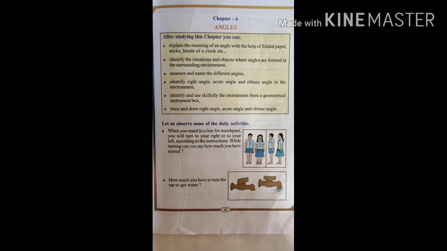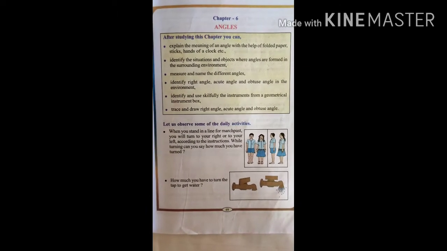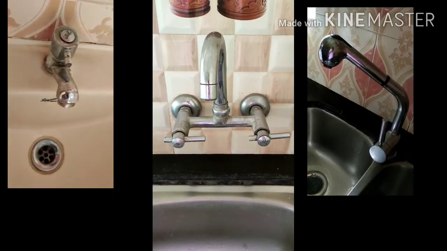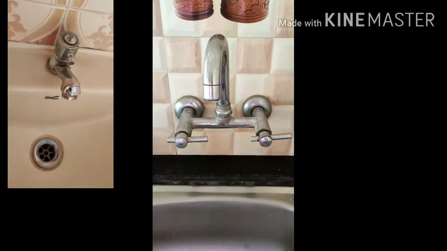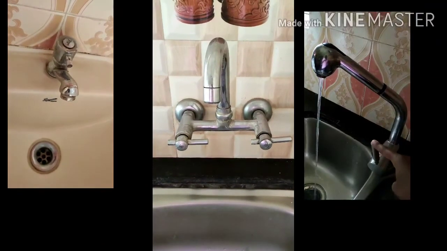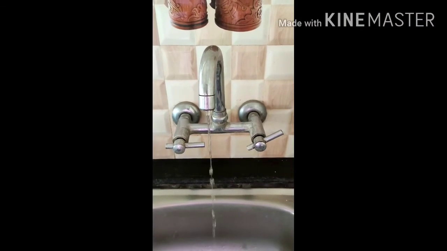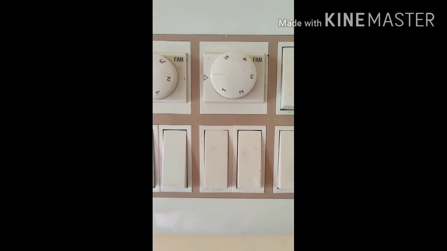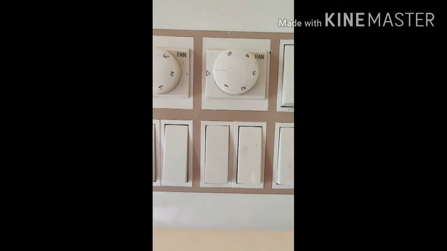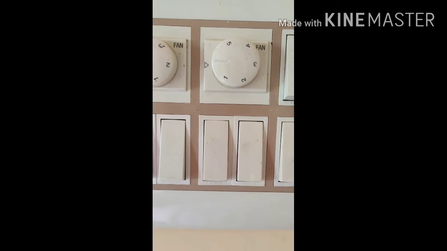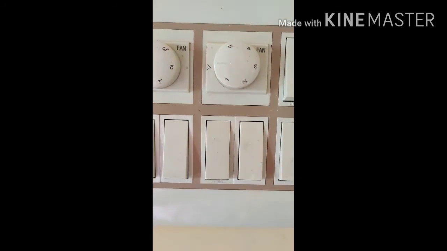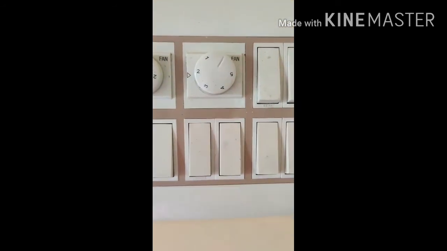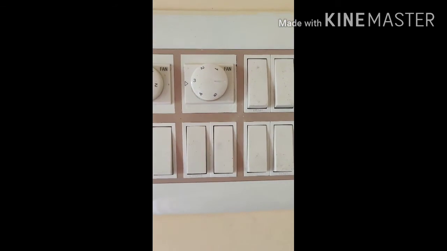Before we begin the new chapter, let us observe some daily activities. All of us can see a tap. How much do you turn the knob of the tap to get the water? I am sure that all of you have observed the regulator of a fan. To increase and decrease the speed of a fan, we have to turn the knob of the regulator. You can see the regulator is at 0, at 1, 2 and 3.